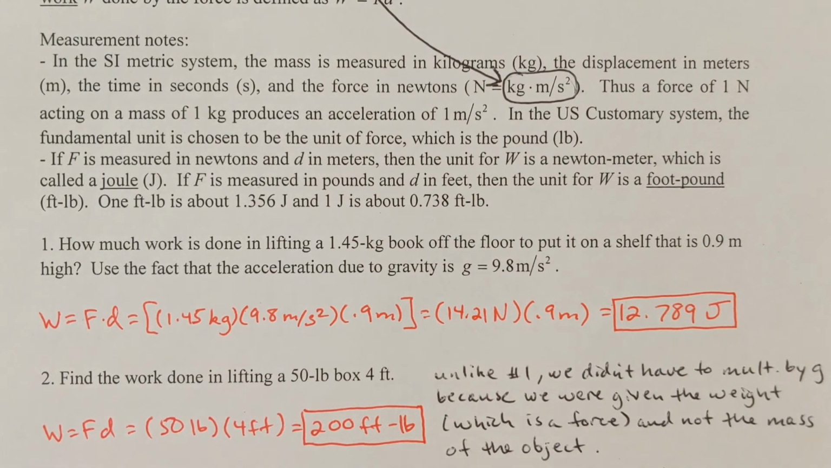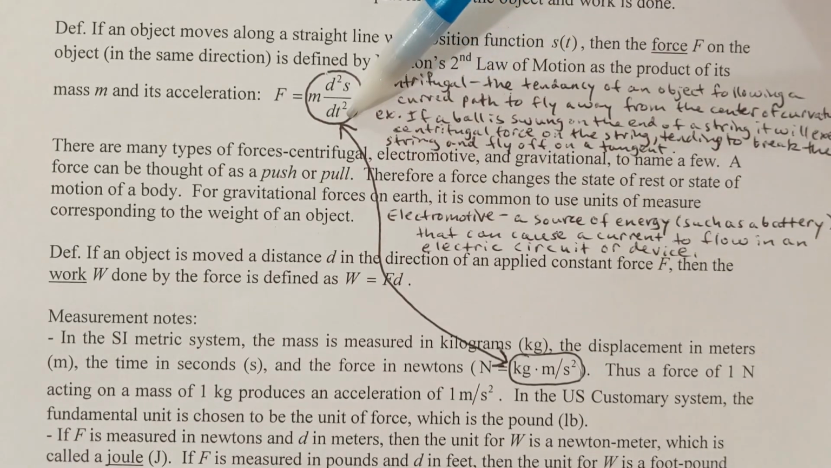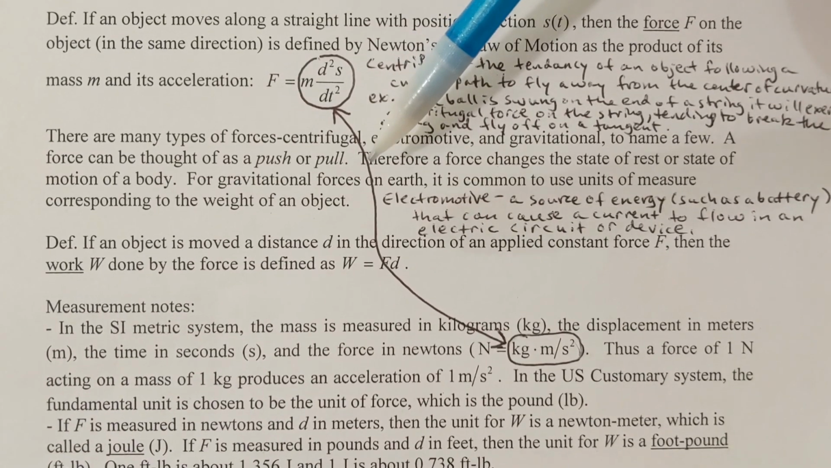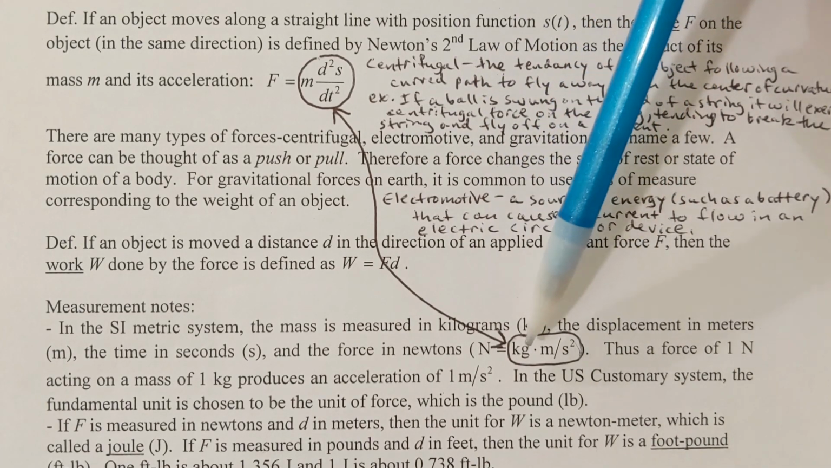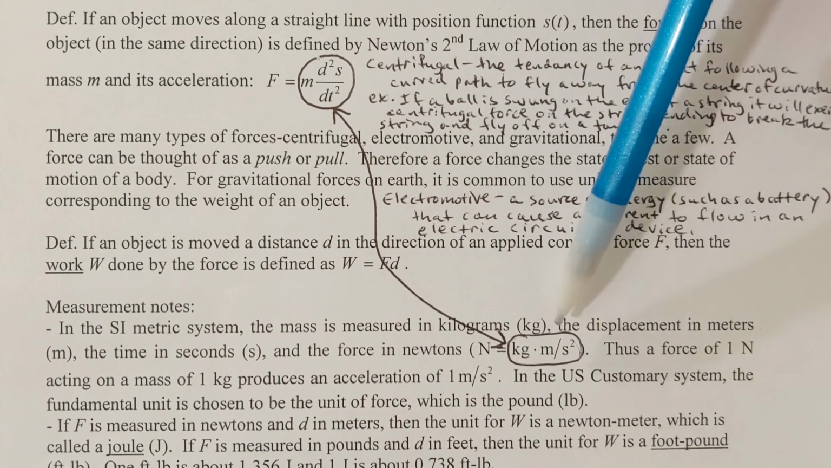First one, in the SI metric system, the mass is measured in kilograms. The displacement is measured in meters. The time is measured in seconds, and the force is measured in newtons. 1 newton is defined to be 1 kilogram times 1 meter divided by 1 second squared. Okay, now I've got an arrow here. In the SI metric system, the unit measure for force would be a newton. And you can see it's mass times acceleration, the acceleration due to gravity there.